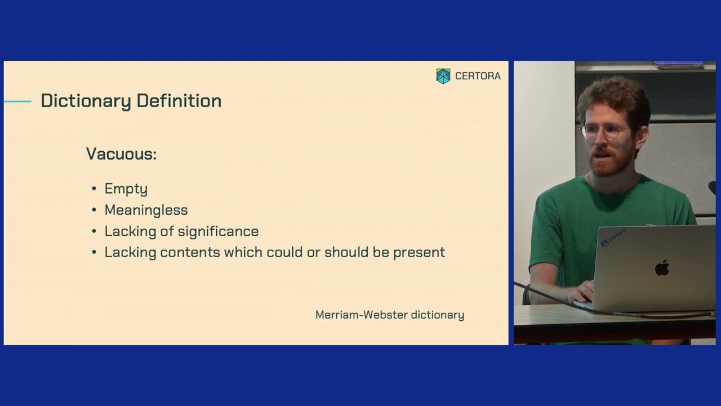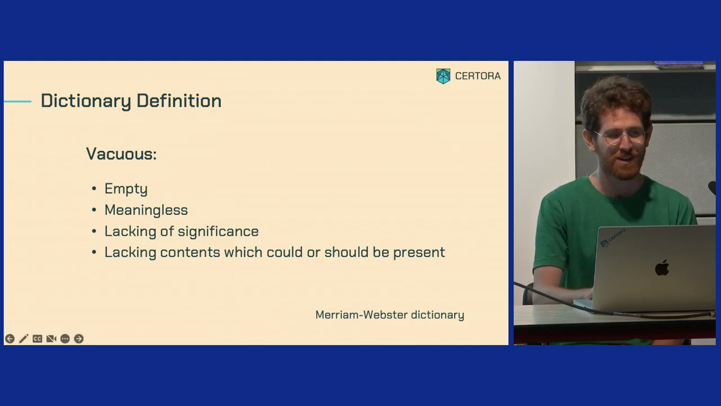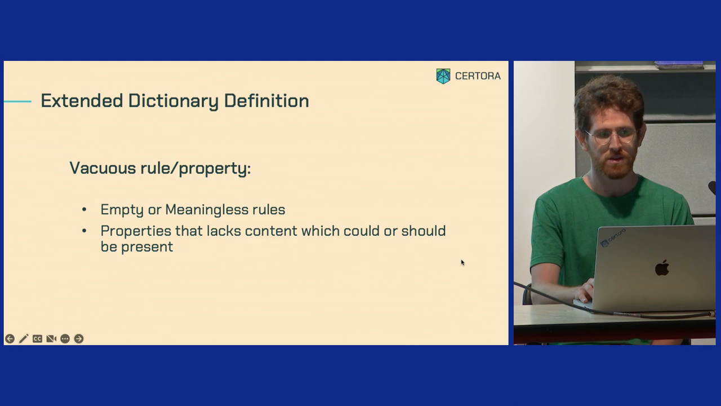So if you're anything like me, you might have heard the word vacuous, but you don't know what it means. So let's start with a dictionary definition. Merriam-Webster defines vacuous as empty, meaningless, lacking of significance, or lacking content which could or should be present. Now, if we extend this definition to a vacuous rule or property, the definition would be empty or meaningless rules or properties that lack content which could or should be present.